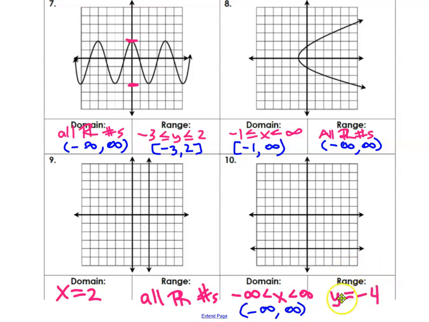The same is true for the range on question number 10. The graph makes no movement up or down. It constantly stays at 4.